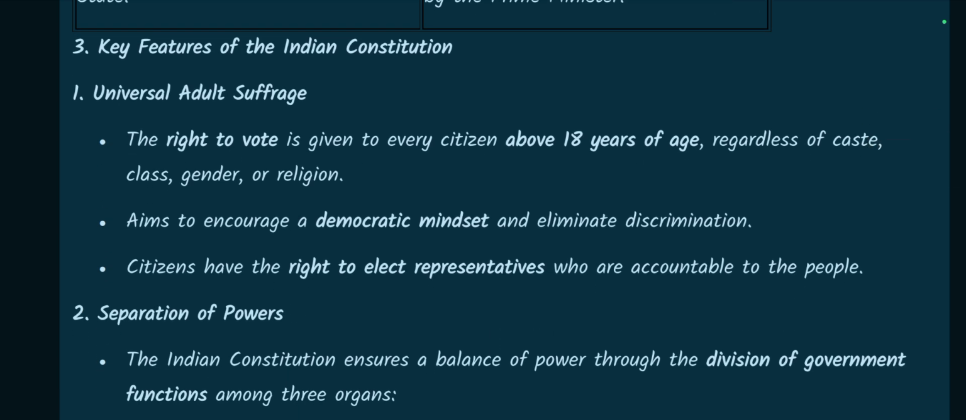Number 3. Key features of the Indian Constitution. Universal adult suffrage. The right to vote is given to every citizen above 18 years of age, regardless of caste, class, gender, or religion. Aims to encourage a democratic mindset and eliminate discrimination. Citizens have the right to elect representatives who are accountable to the people.